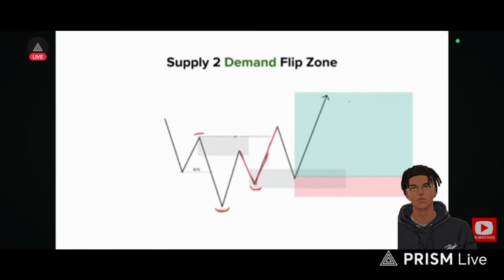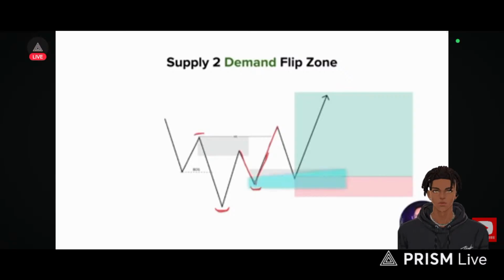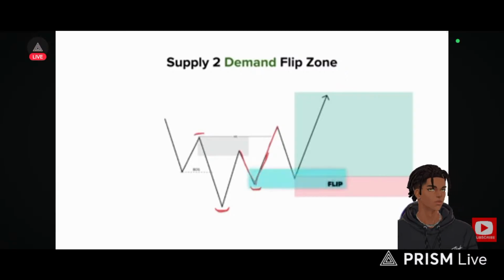Your next step is to wait for price to come back down to this flip zone that was created right here. Bear in mind that at this point, price has already flipped from supply to demand, so this is your supply to demand flip zone. Just wait for price to come back down to this supply to demand flip zone, enter for your trade and just start collecting cash.